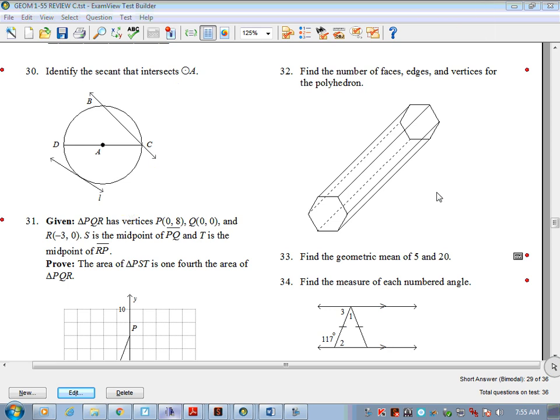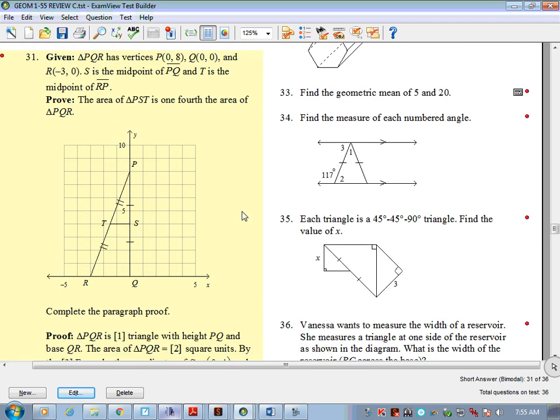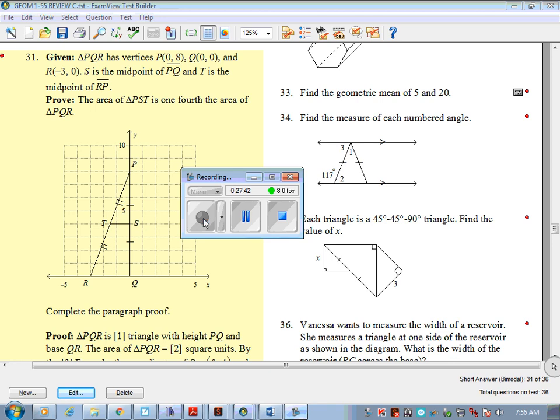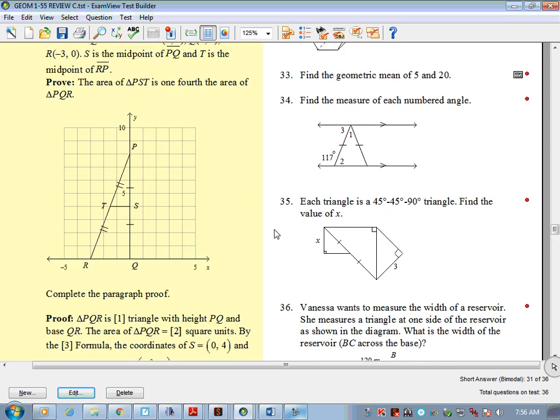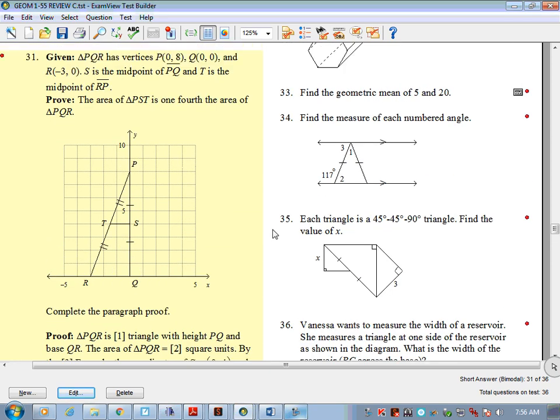Let's see. 31. With 31, it says triangle PQR has vertices at P is 0, 8, Q is 0, 0, R is negative 3, 0. So it's giving you information that you can see there. S is the midpoint of PQ, and T is the midpoint of RP. We want to prove that the area of PST is 1/4 the area of PQR. They want you to complete the proof for this.